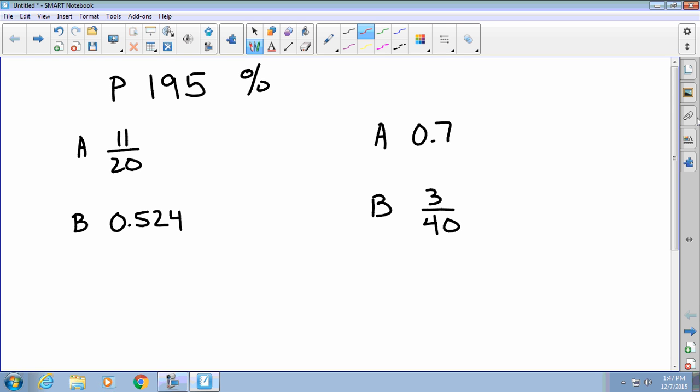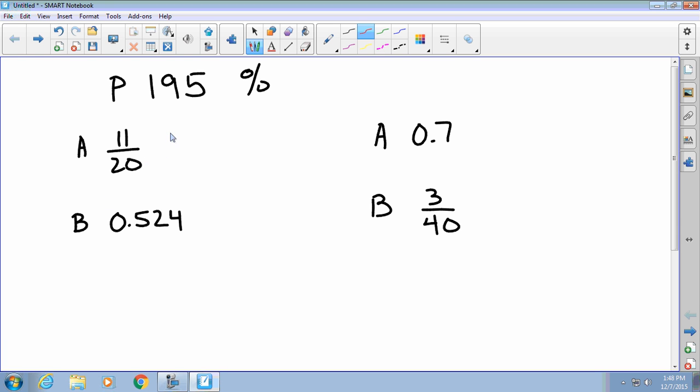Okay, we're on page 195 and we're still working with percent in our Go Math books. In the unlock the problem, there's letter A, it's 11 over 20, and we're supposed to write the fraction or decimal as a percent. Well, 11 over 20 is pretty easy to do.